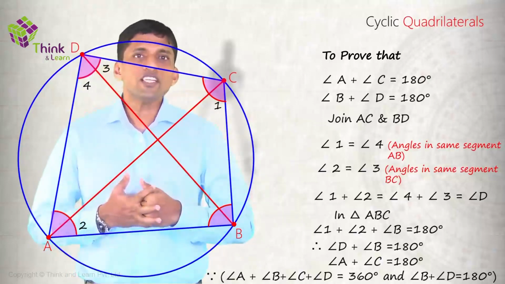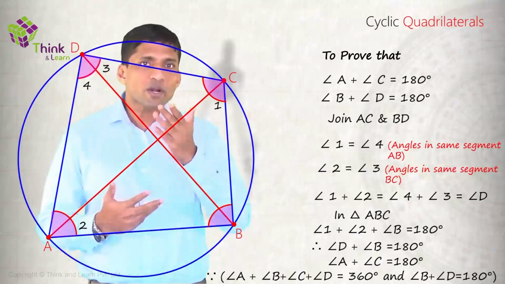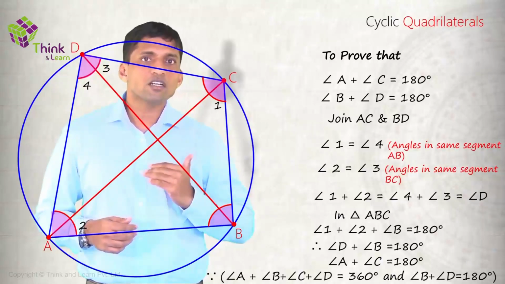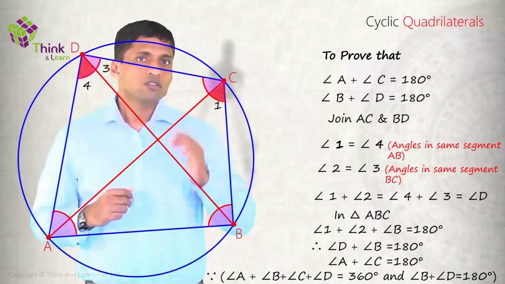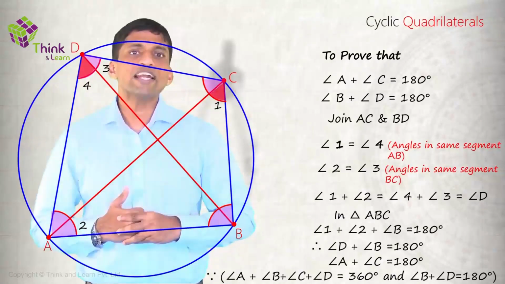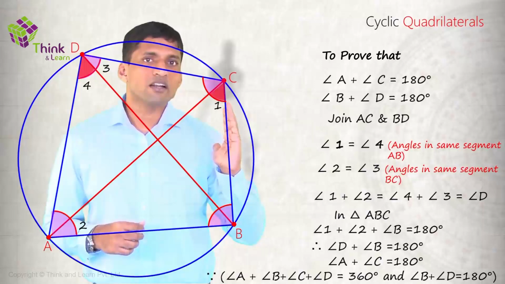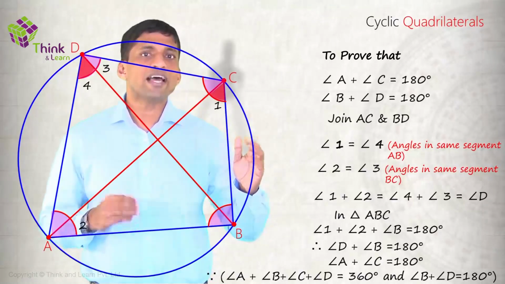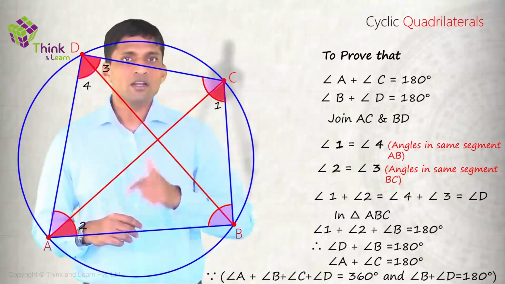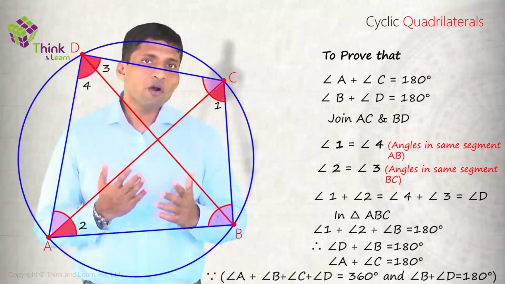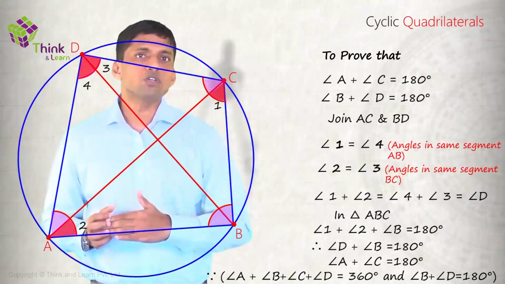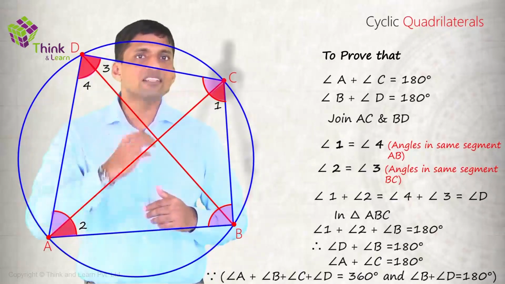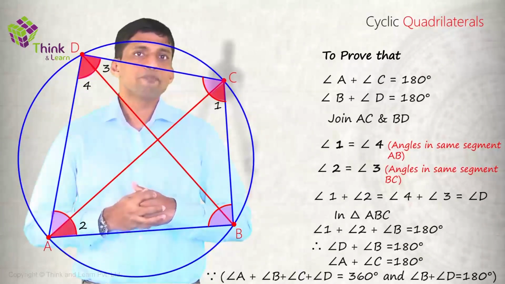So what we did here is nothing but, first, just to recap, consider segment AB so that angle 1 equal to angle 4. So the angles which are getting highlighted now. Then consider segment BC so that angle 2 and angle 3 are equal. They are getting highlighted. Now we know that if we take sum of these two, angle 1 plus angle 2 equal to angle 4 plus angle 3, which is equal to angle D.